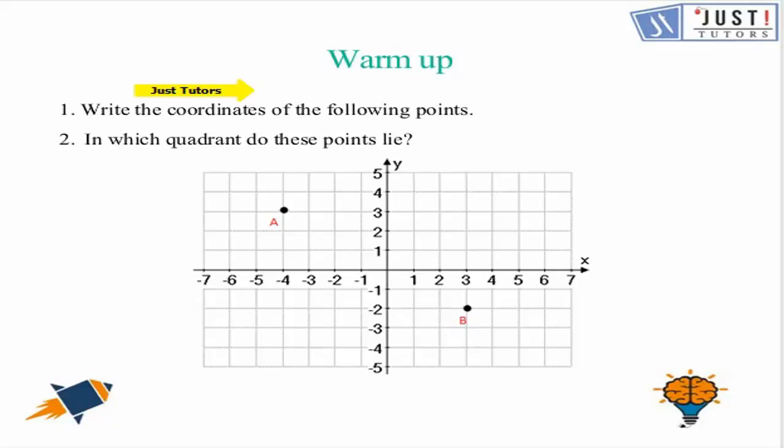Question number 1 says, write the coordinates of the following points. With the position of A, we can work out it is at -4, 3. Likewise for point P, we can work out that it is at 3, -2. Now let's come to question number 2, which says, in which quadrant do these points lie? So this is quadrant number 2 and this is quadrant number 4.